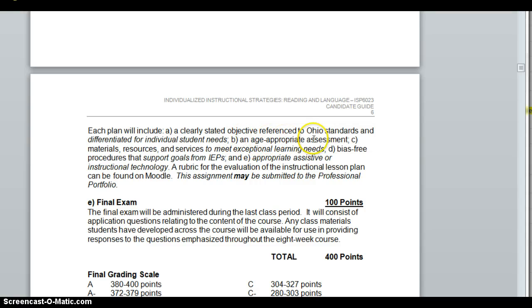Then you also need to make sure you have age-appropriate assessment incorporated into the lesson plan, materials, resources, and services to meet the exceptional learning needs of the students that you will be teaching, either in a whole group or a small group, or even if it's one-on-one. Either way, it needs to be tailored to the specific needs of the learners in your lesson. There needs to be bias-free procedures that support goals from the IEP.